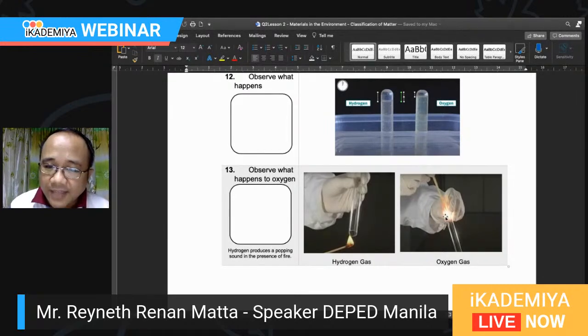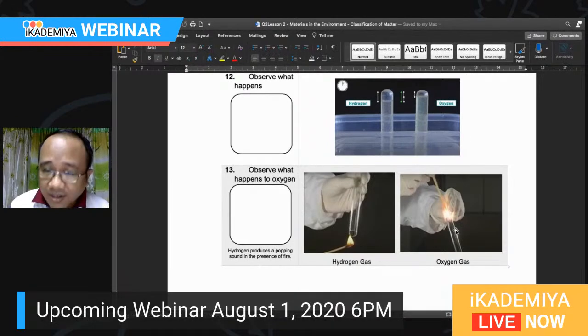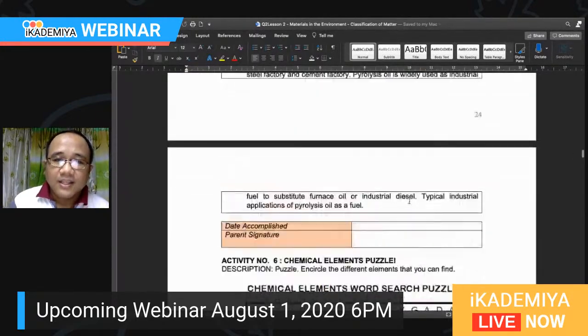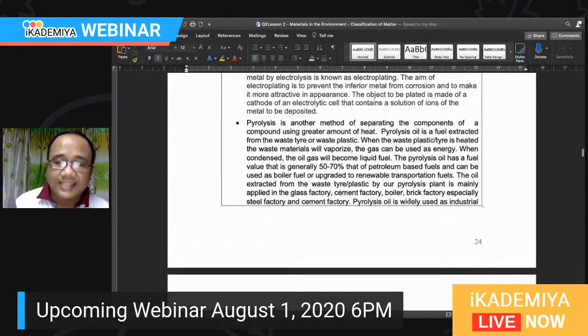So the writer focuses more on the oxygen. Look at the oxygen. I think we can answer this one because I presume that the majority of us are science teachers here. I think oxygen gas can promote combustion or more fire in this case. So the read this corner should be concise.